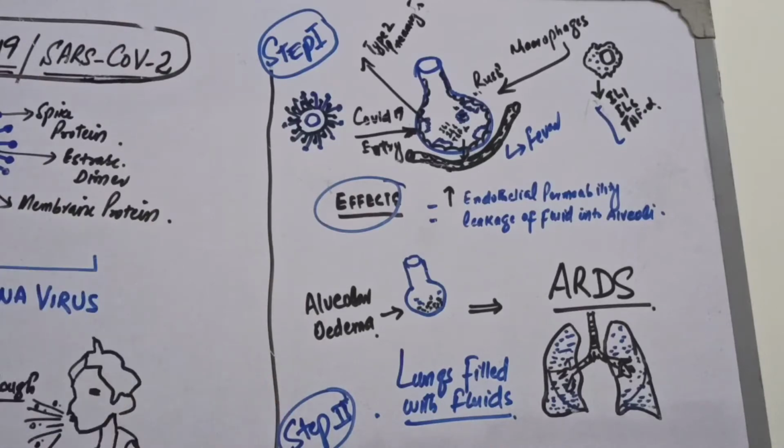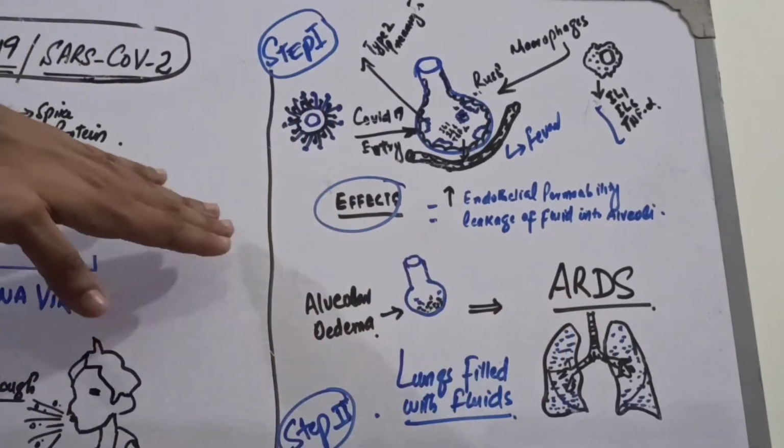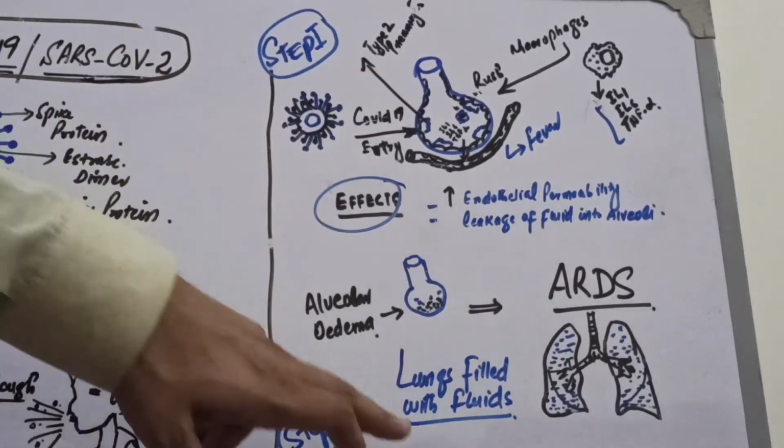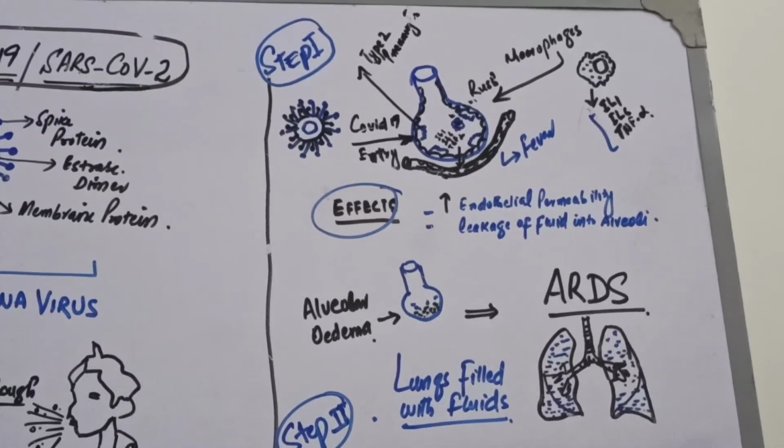Okay, so in acute respiratory distress syndrome, we have the whole lung filled with fluid, and this happens so quickly that the body is unable to respond to it. So the whole lung is filled with fluid, and the patient goes onto a ventilator. Okay?